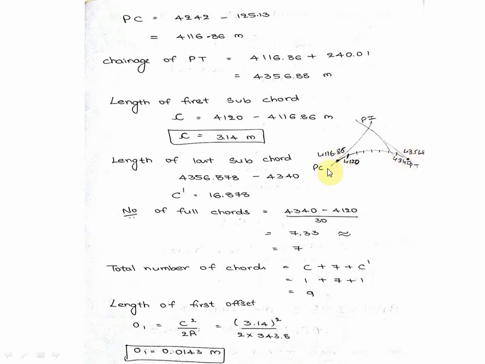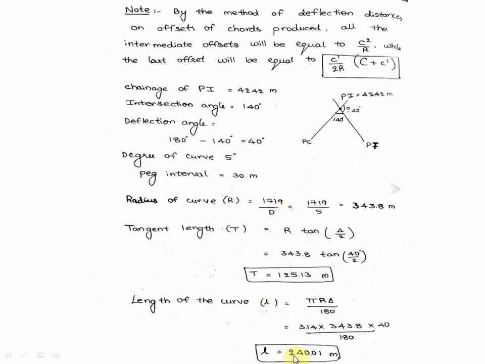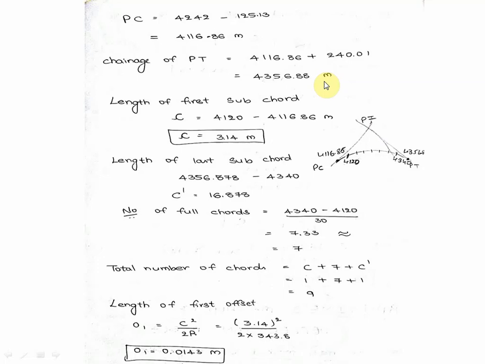Okay, see, now you have calculated chainage at point of curve. Add the length of curve in this, so you will get point of tangency, right? So chainage of point of tangency equal to chainage at point of curve PC plus length of curve. How much is length of curve here? 240.01 meter. So chainage at point of tangency is 4356.88 meter.